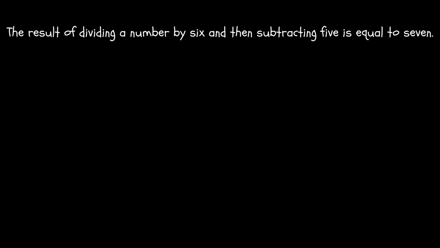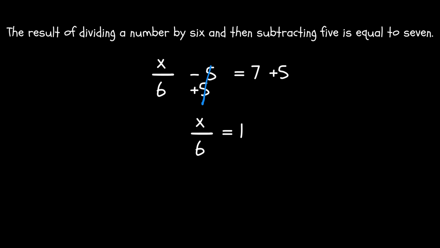Right. The result of dividing a number by 6 and then subtracting 5 is equal to 7. So let's start with equal 7. So we are dividing x over 6. And now we're subtracting 5 from x over 6. Now let's add 5 on both sides. x over 6 equal 12. Now we can cross multiply, x equal 72. 6 times 12 is 72.